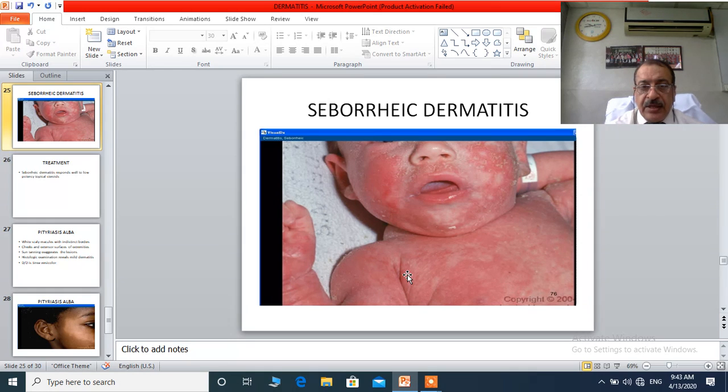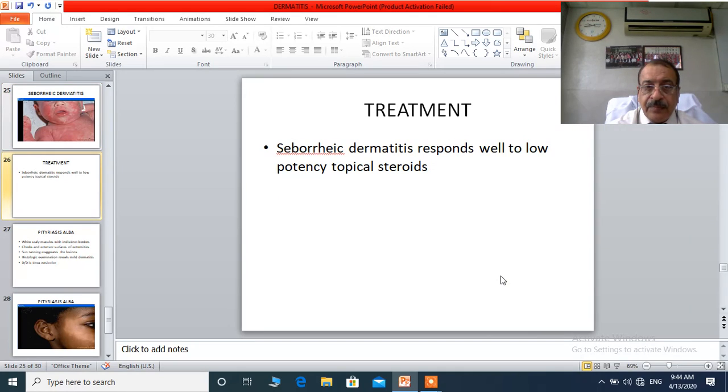Now look at this child who is having seborrheic dermatitis. There are greasy scales over the face and the body. The face and the rest of the body are also involved. So this condition can involve the scalp and face, but at the same time it may become so extensive that it may involve the entire body. The treatment of seborrheic dermatitis is that you have to apply low potency steroids to the affected area.